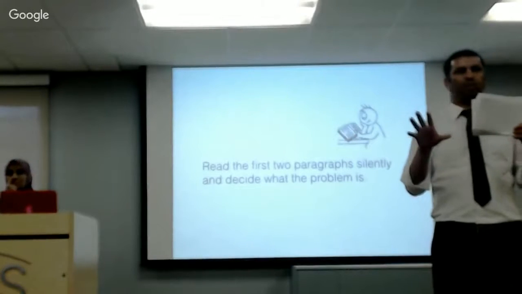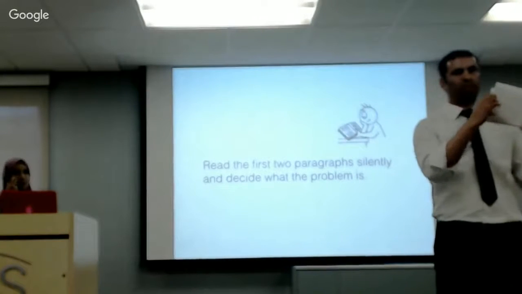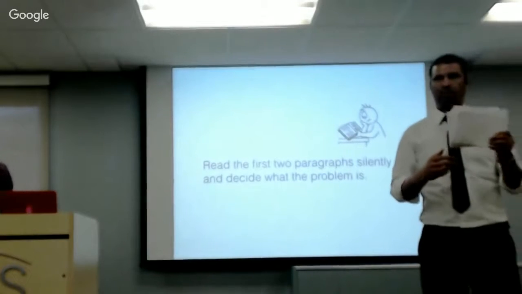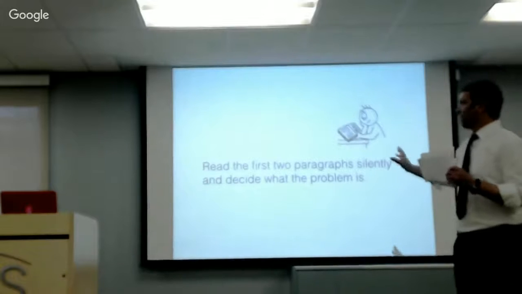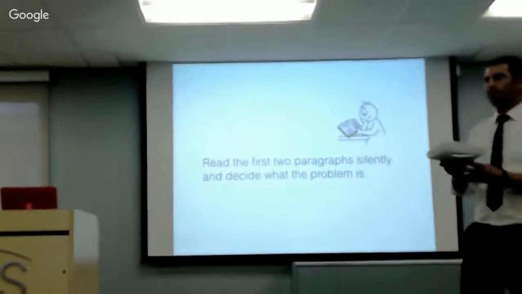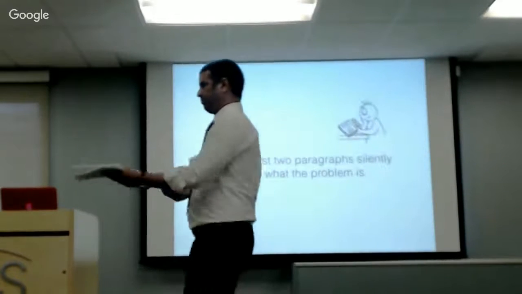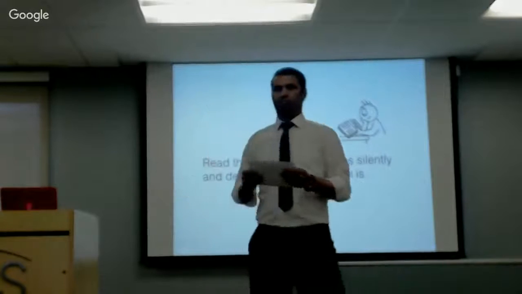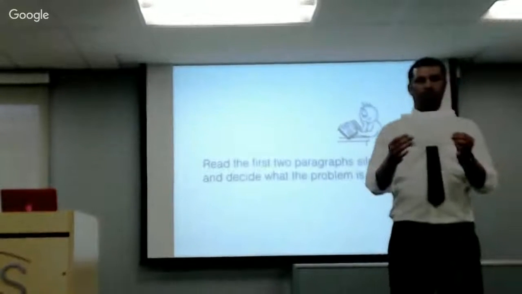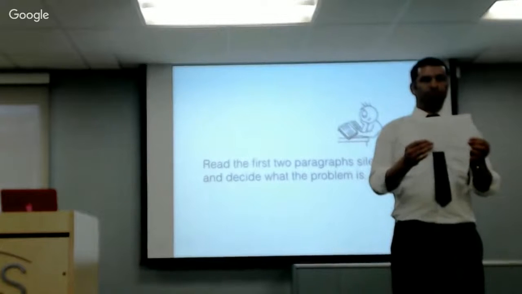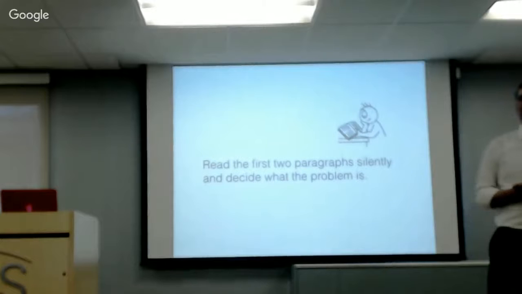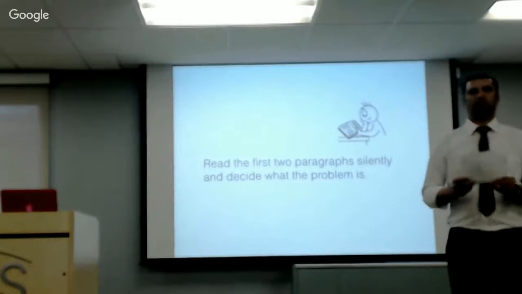What you're supposed to do now is just read the first two paragraphs. Please don't read everything. And I'm going to show you these handouts. Read the first two paragraphs and try to decide what the problem in these two paragraphs is. Okay? Can you help me with the handouts? You can access this on the Symbaloo. Okay, you have 4 minutes.